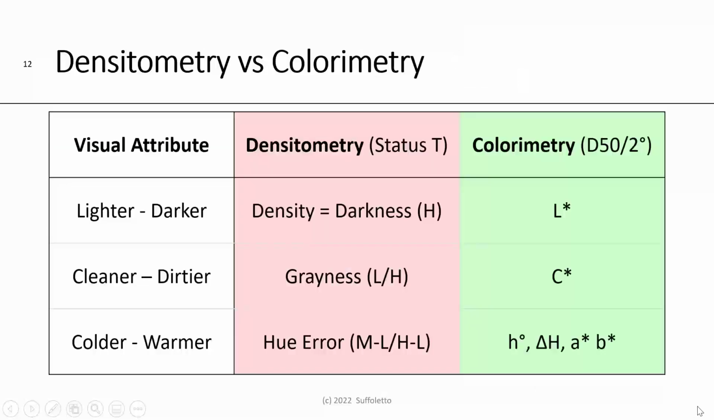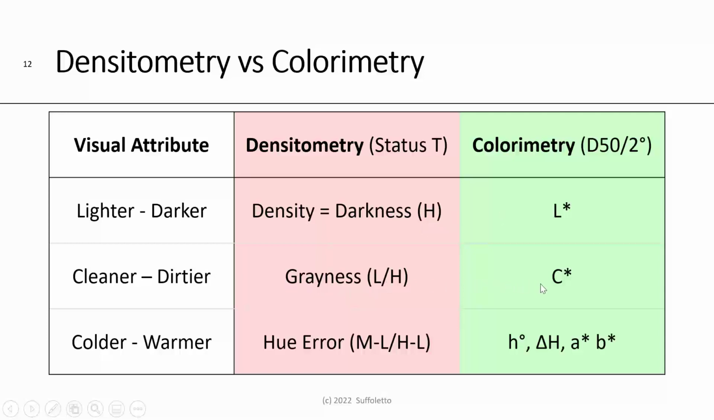Let's compare densitometry and colorimetry. So the visual attributes are lighter and darker. With densitometry, that would be the density. Density is darkness, D for density, D for darkness. And that's done through the highest filter. Colorimetry, it would be L-star. Cleaner-dirtier, that's grayness. And with a densitometer, that's the lowest divided by the highest filter.